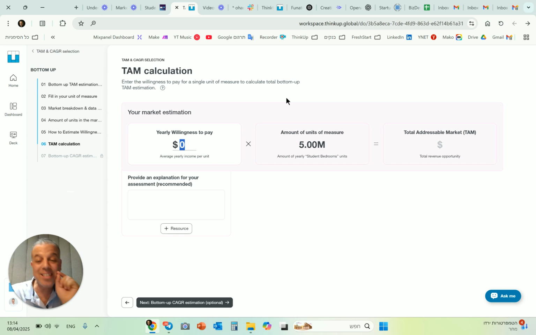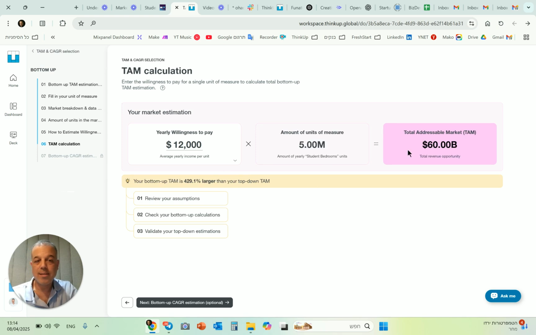So let's say, and one important note is that it needs to relate to the unit you selected. So basically, if I selected student bedroom, then I need to think, okay, how much would someone be willing to pay for a student bedroom a year. So maybe, I don't know, $500 a month, or maybe 1,000, and then the willingness to pay would be 12,000. Okay, and the system automatically calculates your TAM.